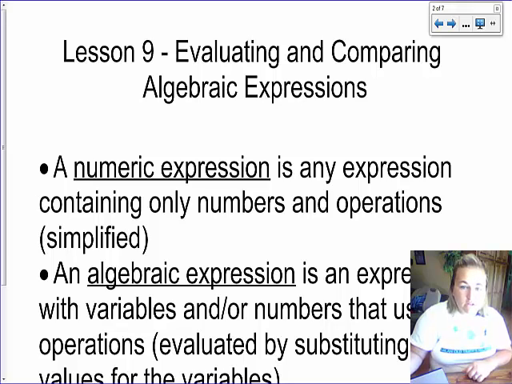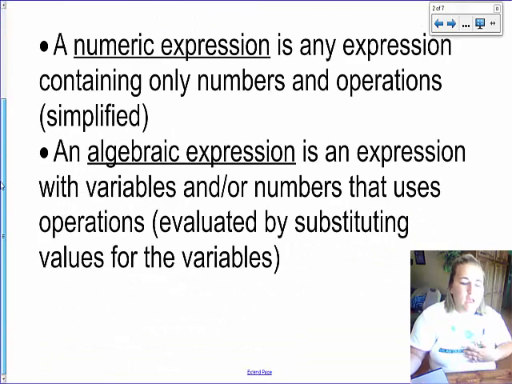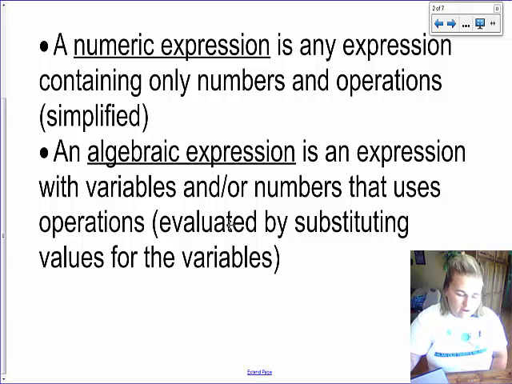The first thing that you need to do is write down these two definitions that we have for you. A numeric expression is any expression containing only numbers and operations, and it can be simplified. An algebraic expression is an expression with variables or numbers that uses operations, and it's evaluated by substituting values for the variables. So if you need to pause this to get this in your notes, make sure that this gets in your notes.